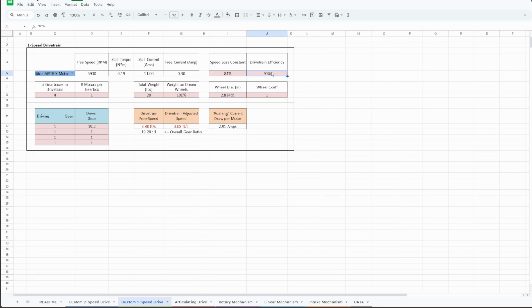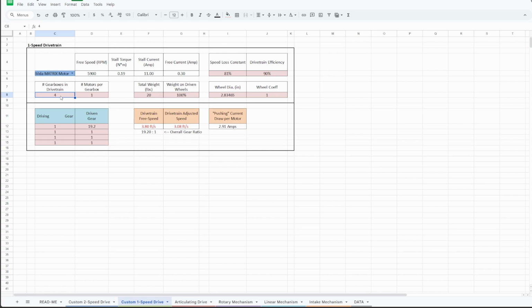I don't touch the speed loss constant. I think there's probably documentation somewhere indicating what this is. I'm not sure what it is. I don't really care for it. I do touch the drivetrain efficiency because nothing runs at 100%. So if you wanted to run your motors at like 80% or 70% or 60% or 50%, then you could touch that drivetrain efficiency. But 90 is pretty fair.